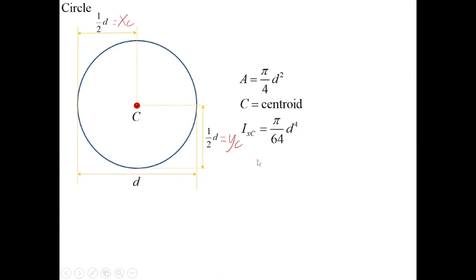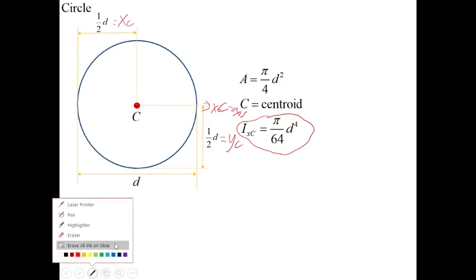So, ang kanyang moment of inertia about the xc axis, dito yung xc axis, moment of inertia niya ay pi over 64 multiplied by d to the fourth or pi d to the fourth over 64. Yun ang kanyang moment of inertia about the x-axis. Memorize nyo. Okay? Memorize nyo. So, na-derive yan using integral calculus.